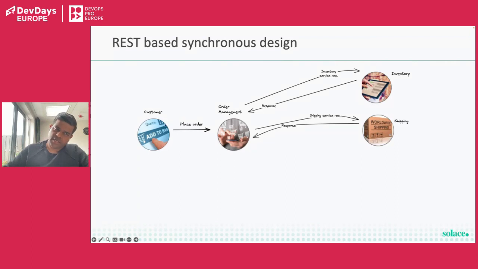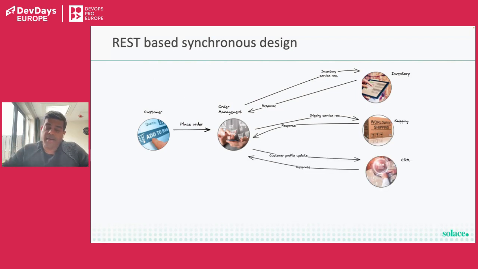Oh, the customer is still waiting here. Just so you remember about that, the customer is still waiting for a response. The order management service then sends it to a CRM system. It says this customer, this is a profile, he or she bought these and these things. The CRM says, sure, got it. Then finally, the customer gets a confirmation. Yeah, your order is done.